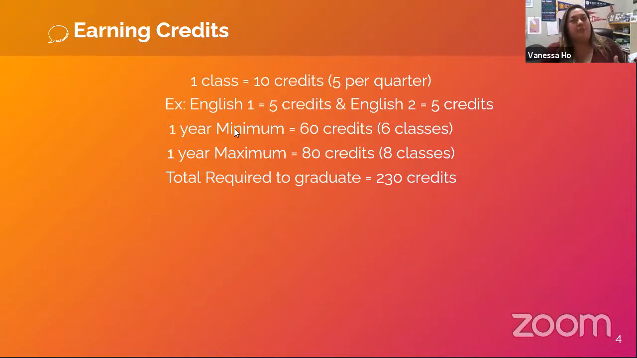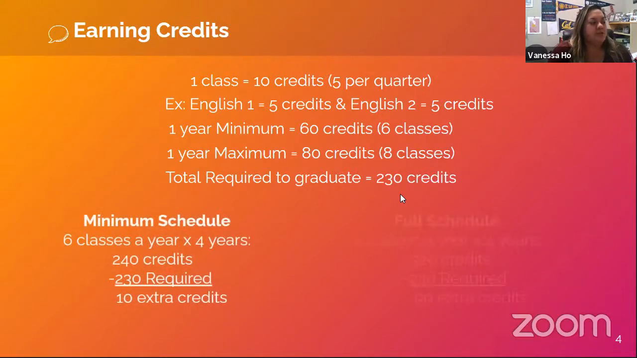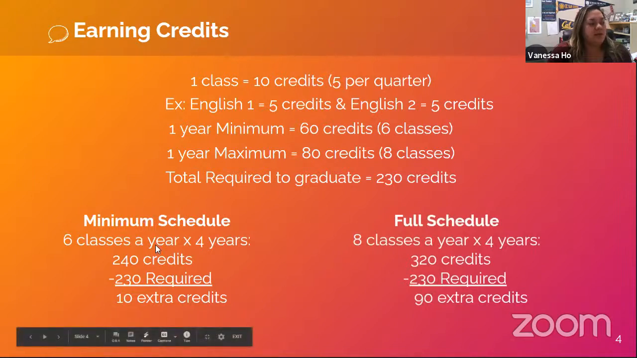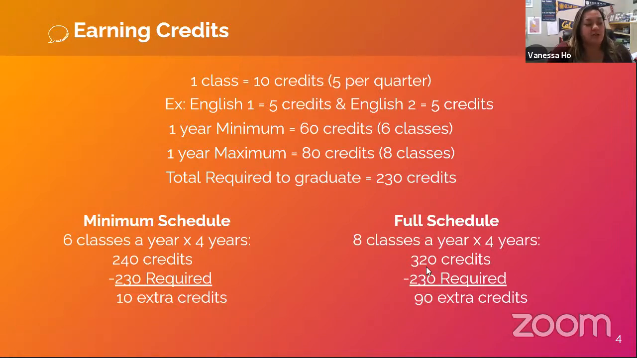Each for a minimum schedule, so if a student had an off roll all school year, they would earn up to 60 credits. And if they had a full schedule, 80 credits. So in order to graduate, students have to earn 230 credits in various subject areas. So as you can see, in the minimum schedule scenario, you still earn more than 230 credits. And in a full schedule of having 4 classes each year, students earn an extra 90 credits.